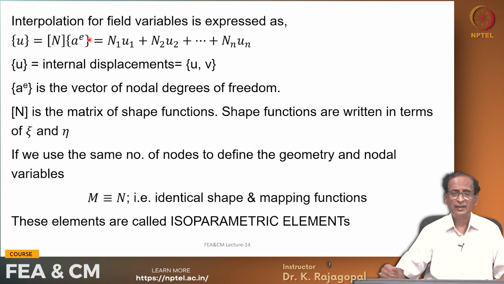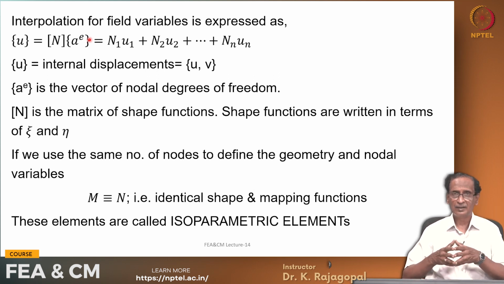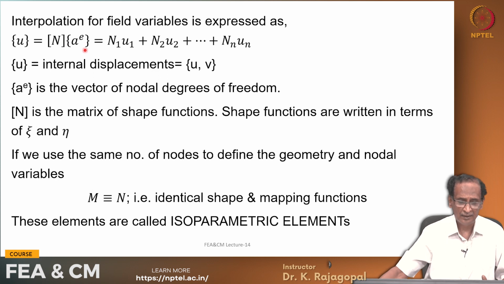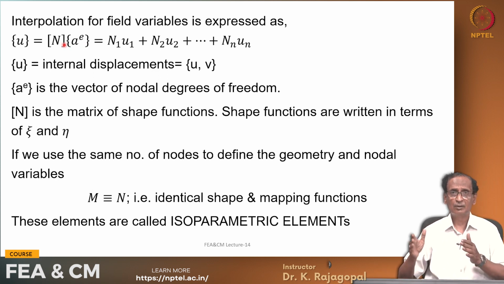And now in these elements we have mapping functions for Cartesian coordinates x and y, and for interpolation of the field variables we have the shape functions, and our internal displacement u is N times ae, where N is the shape function matrix: N1 0, N2 0, 0 N1 0, N2 and so on.